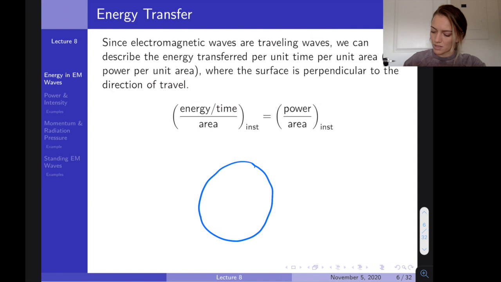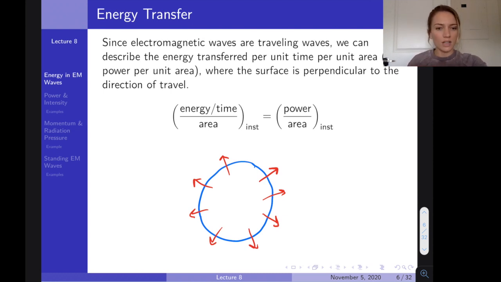There's some source inside of it, let's say, and I have electromagnetic energy coming directly out of this sphere, so that the direction of the energy being transported out, the energy flowing away, is perpendicular to the surface. The surface is here, and at every point, the energy is perpendicular to this surface.